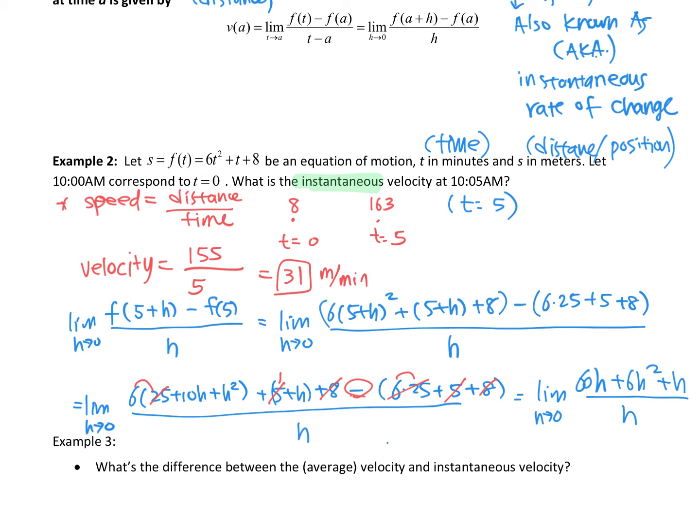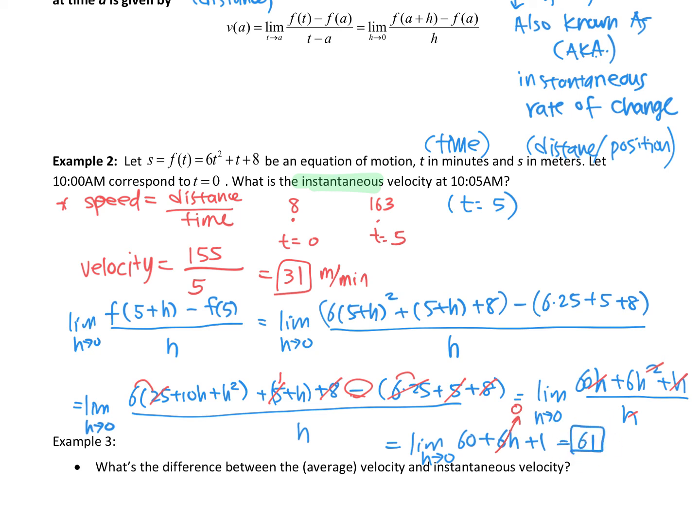We're running out of space, but here I noticed that there's h, h, h, and then h on the bottom, so I can cancel it all out. Here, h is h squared, so one of the h's will cancel out, and this will cancel out. So I get the limit as h goes to 0 of 60 plus 6h plus 1. Now I can take the limit as h goes to 0. So 6h will go to 0 as h goes to 0. So my final answer is 61.